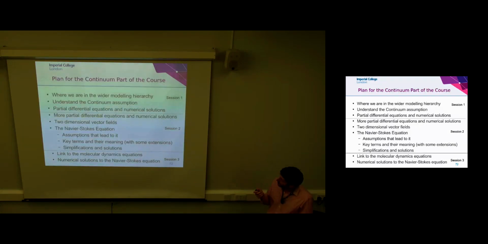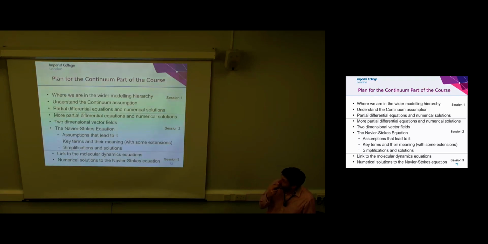So just coming back to our overall picture, we covered in this first session where we are in the wider modelling hierarchy. And I've emphasised again and again, this continuum idea. This really is this set of assumptions, and we fit within that particular location, with molecular and quantum at the bottom, and then plant scale modelling towards the top.